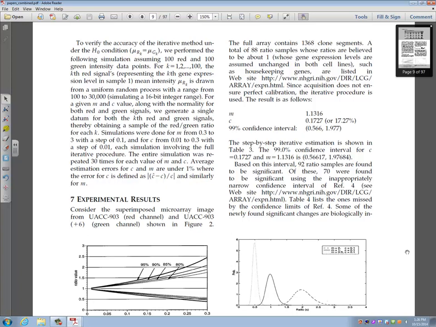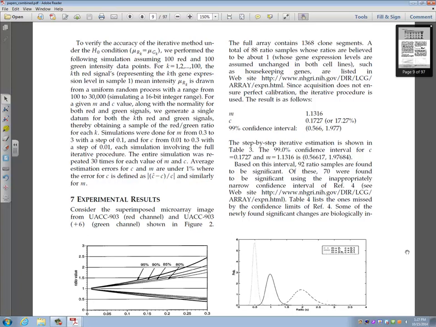Consider the superimposed microarray image from the red channel and the green channel shown in figure 2. The full array contains 1368 clone segments, and a total of 88 ratio samples, whose ratios are believed to be about 1, were used. The result is as follows: they got M as this value, C as this, and with a 99% confidence interval, if it lies between 0.566 and 1.977, you say that it's almost the same as 1.